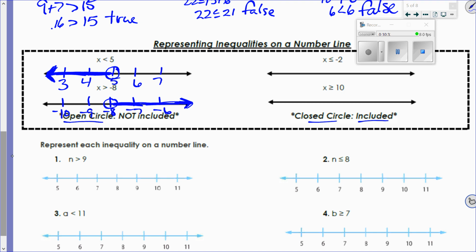So I know it goes that way. This is making sense so far. Any questions? Okay, now here's your big difference. My symbol is now just changed, right? It's no longer just less than, it's less than or equal to. So I'm going to build my number line around negative 2.